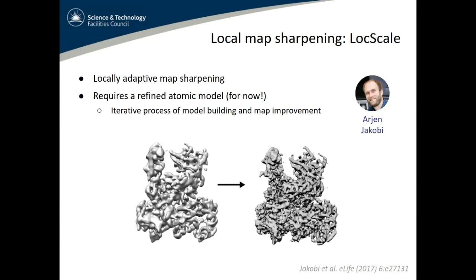So at the moment it requires a refined atomic model, but Ian is working on removing that requirement. But at the moment this means you need to get an iterative process. So you build the model into the bits of the map you can see, then refine that, put it into LocScale. That will improve your map in the local regions, and hopefully that allows you to build a bit more of the model, and then you go around that cycle until it stops improving.